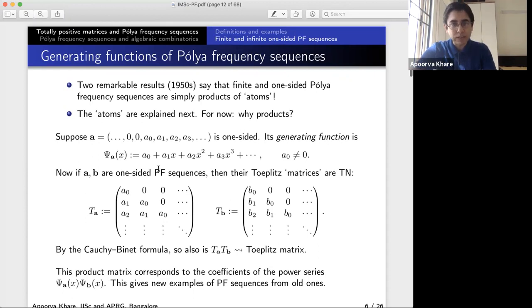So this is what I say. When I said that they are products of atoms, I mean, you look at two Polya frequency sequences, which are one-sided, look at the generating functions, multiply those and write that as a new power series. That is the generating function of a new Polya frequency sequence. So that's what I mean by products. So now let me tell you about the atoms. What are the basic building blocks of these one-sided and finite Polya frequency sequences?